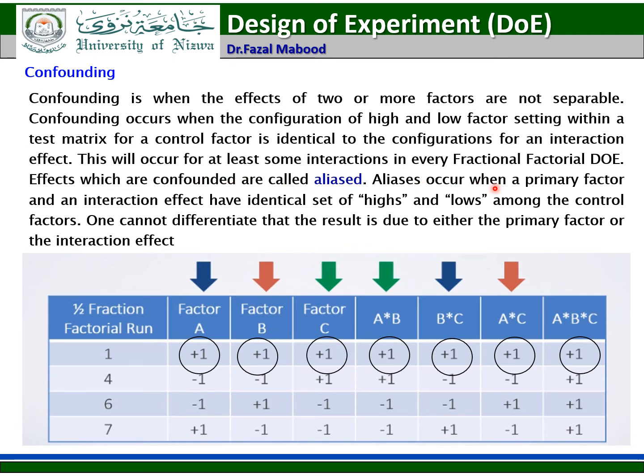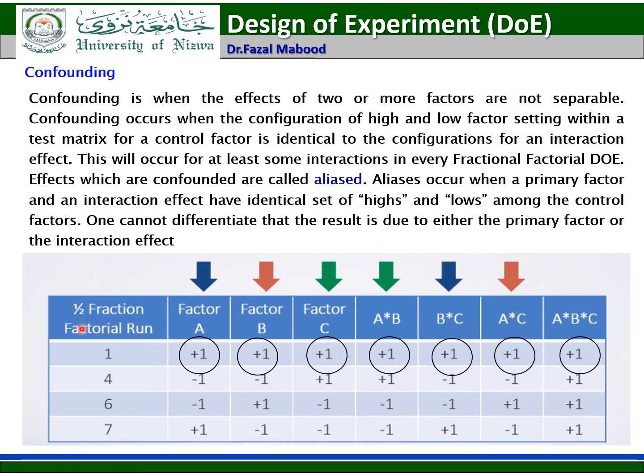Aliases occur when a primary factor and an interaction effect have an identical set of highs and lows among the control factors. One cannot differentiate whether the result is due to the primary factor or the interaction factor. Here in this table you see factor A, factor B, factor C. These are the primary factors. And here you see A.B, this is an interaction, B.C, this is again an interaction effect, A.C and A.B.C.